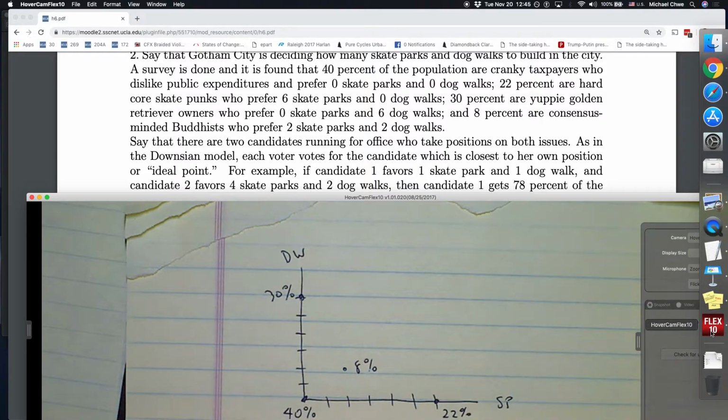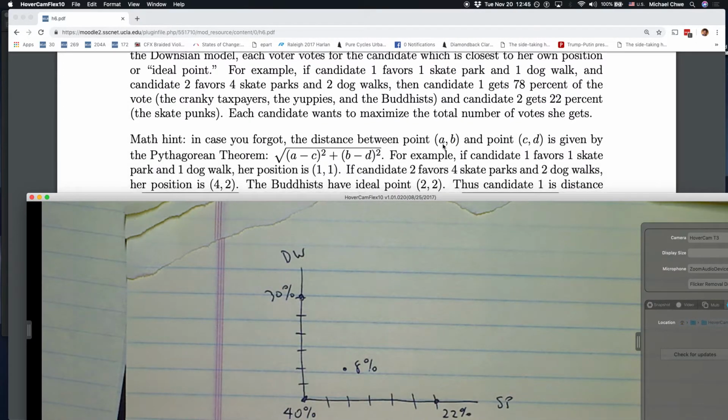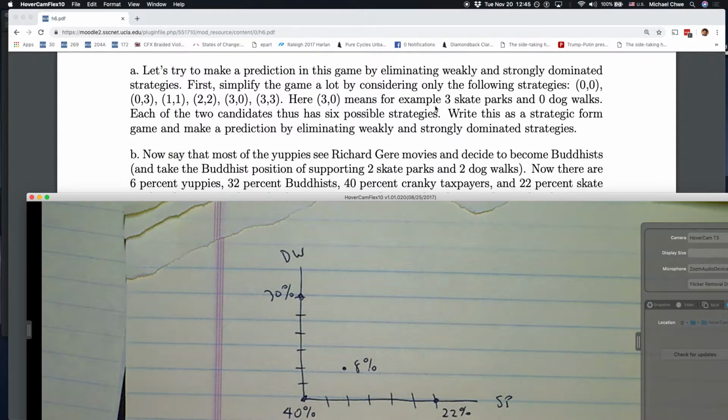Okay. Now, say there are 2 candidates running for office who take positions on both issues. And again, it's a little more complicated, but people still vote for the candidate who's closest to them. Let's say candidates can be at 0, 0; 0, 3; 1, 1; 2, 2; 3, 0; or 3, 3. Okay, so really this person's over here.